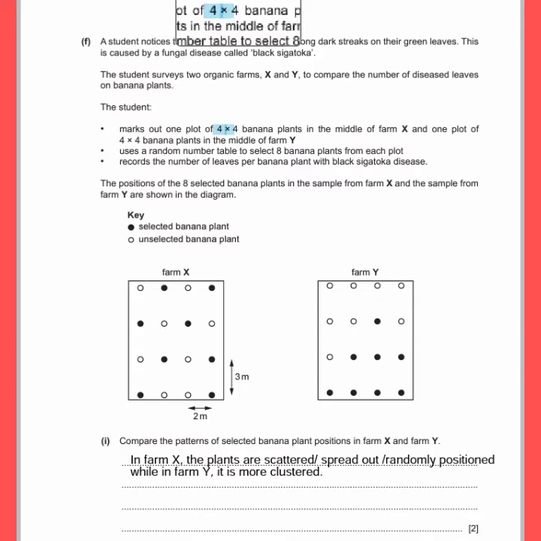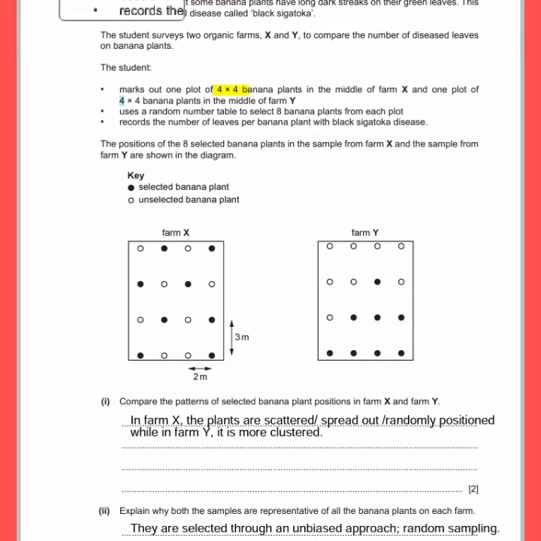Okay, so you have the idea that you have the same area for both of them, right? So you have the idea of fair comparison here. Uses a random number table to select 8 banana plants from each plot. Okay, again, random sampling is gonna be a fair comparison, right? Records the number of leaves per banana plant with black sigatoka disease. So what you're recording here is you have 2 farms and you're recording the number of diseased leaves for 8 plants you choose from each farm, okay?